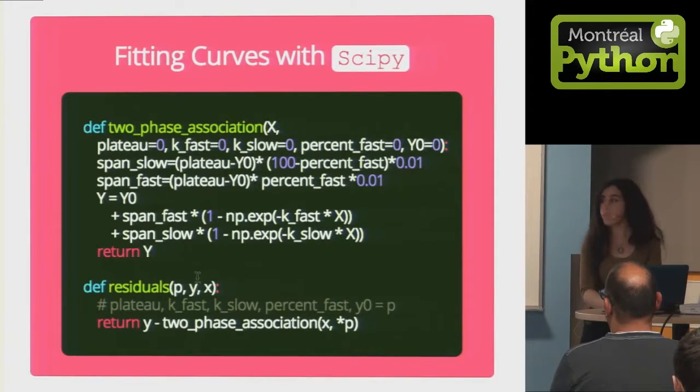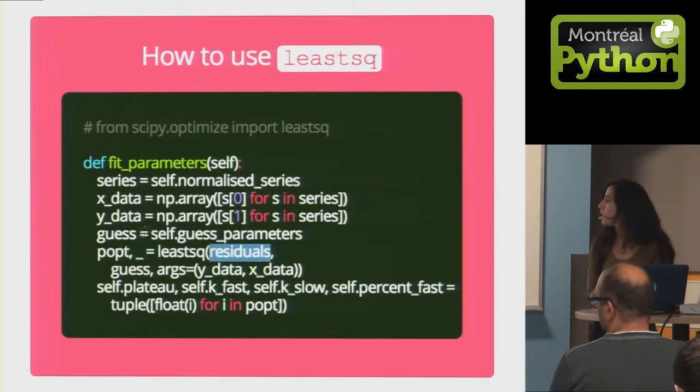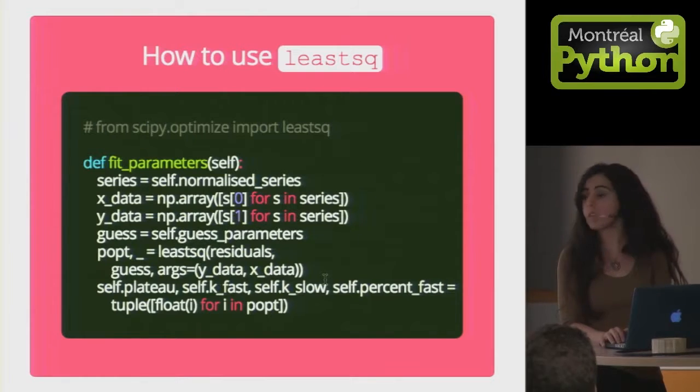And then once you define these two functions, and note that the residuals function uses the two-phase association model, once you do that, you use, so this is my raw data, my actual data. This is just a guess. And then you can use least squares and enter the residuals function. And then from here, you get all the parameters you need. So this is how I fit the parameters in my web app.